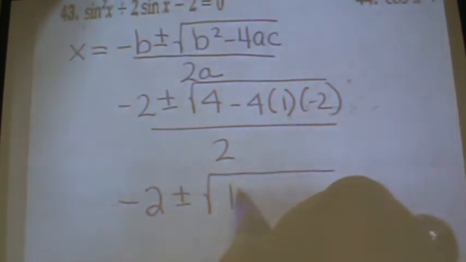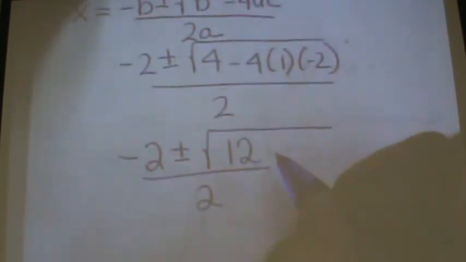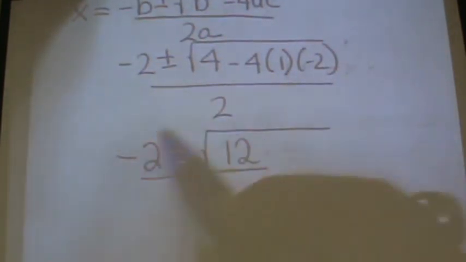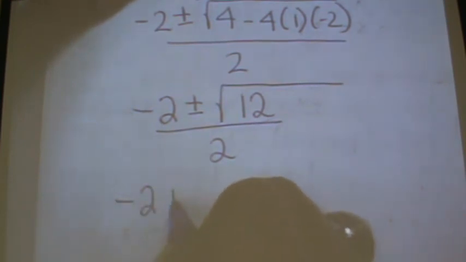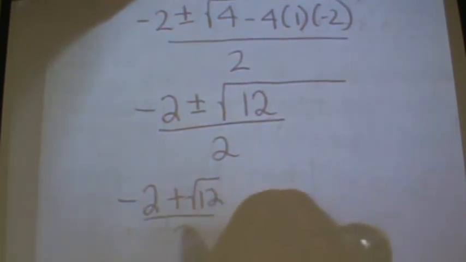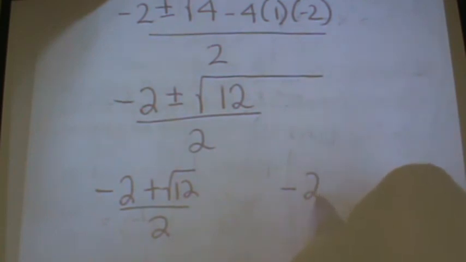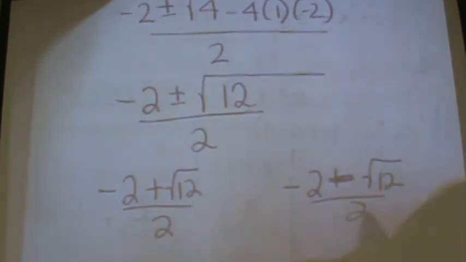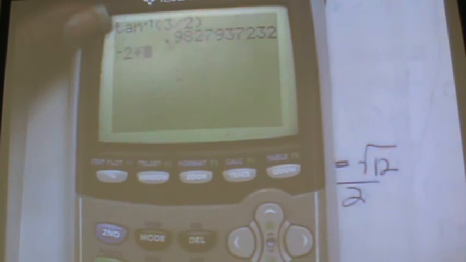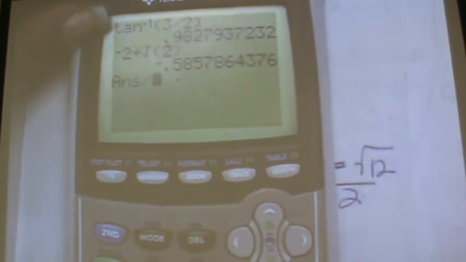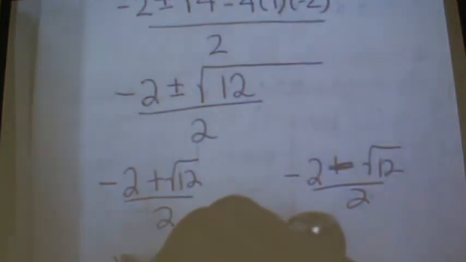Now, you're going to convert these two to decimals. What is negative 2 plus the square root of 12 over 2? And what is negative 2 minus the square root of 12 over 2? So on your calculator, you're going to do negative 2 plus the square root of 12, and divide that by 2.